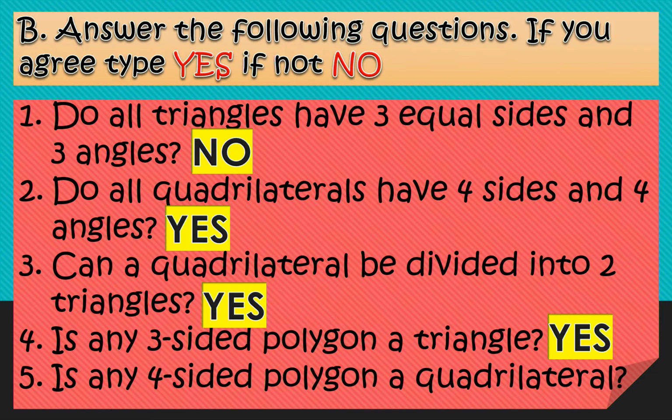Now, for the last number, is any four-sided polygon a quadrilateral? Is it a yes or no? I repeat, is any four-sided polygon a quadrilateral? And the answer is yes, of course. When we talk about four-sided, it's a quadrilateral. When we talk about three-sided, it's a triangle. Okay.